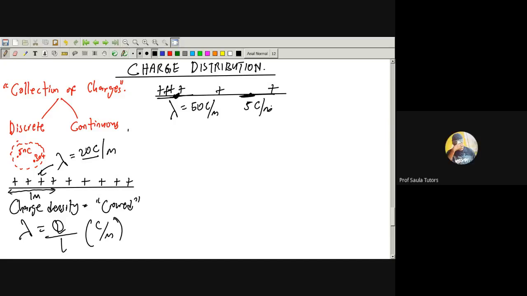Exactly. Why is this one lesser? Because charges are less crowded around this region. Do you understand? Yes, I get it. Okay, that's for linear charge density.